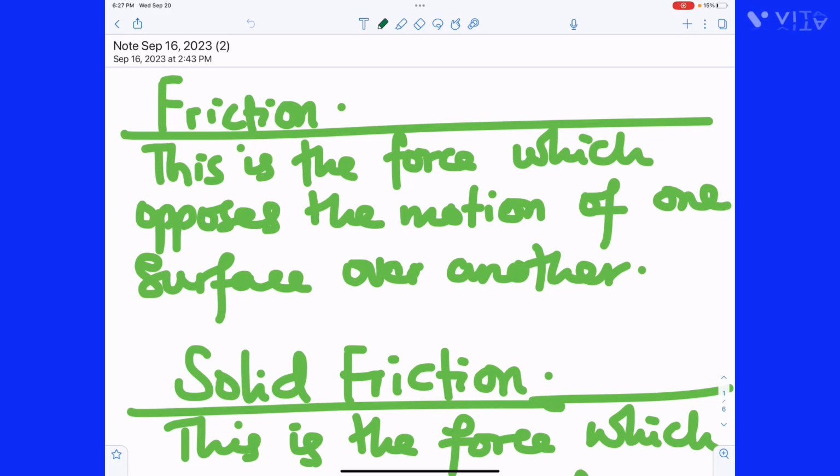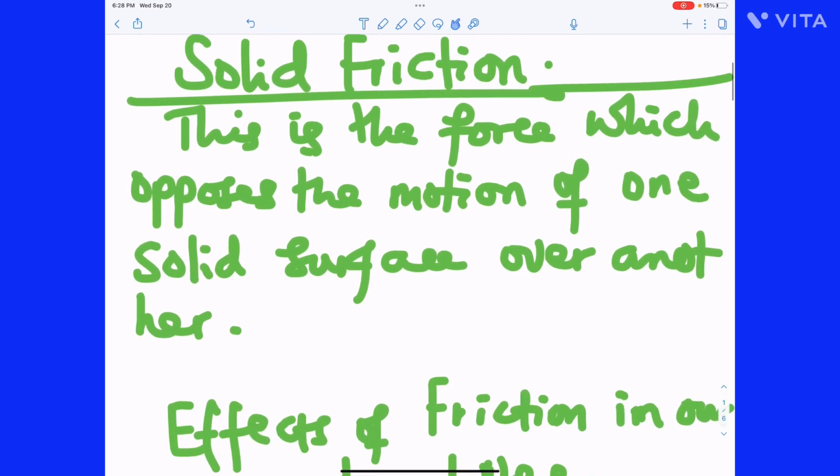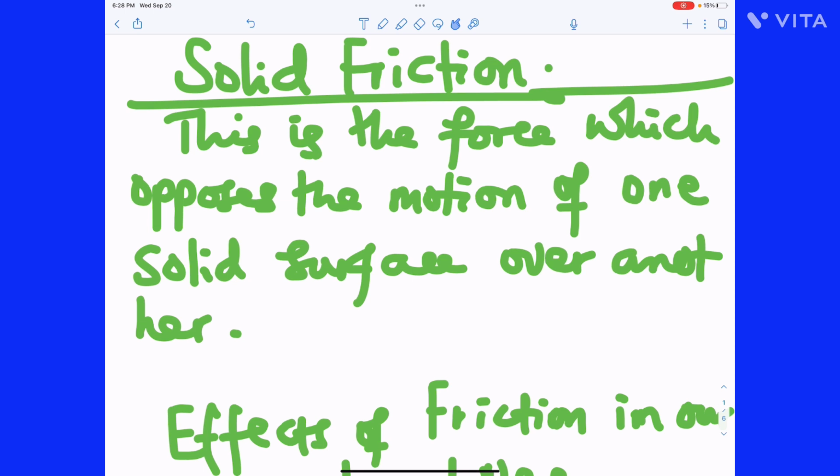All right, now, senior, let's continue with our friction. A quick recap of what we did last time. Friction is the force which opposes the motion of one surface over another. Also, solid friction is the force which opposes the motion of one solid surface over another.